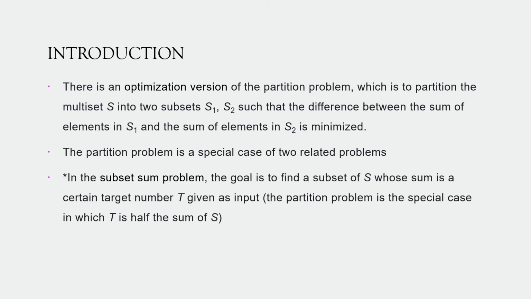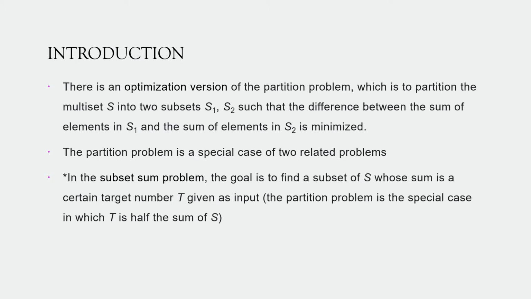There is an optimization version of the partition problem, which is to partition the multiset S into two subsets S1 and S2 such that the difference between the sum of elements in S1 and the sum of elements in S2 is minimized. The partition problem is a special case of two related problems.